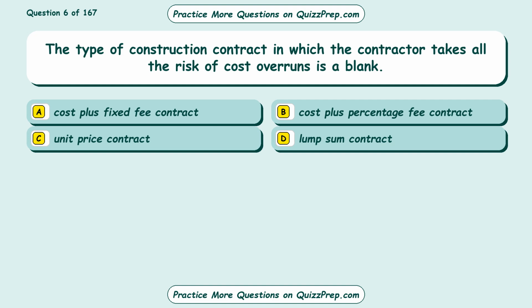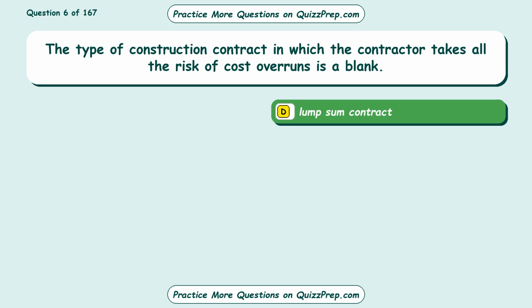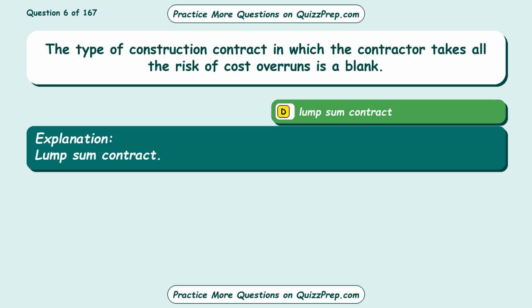Question 6. The type of construction contract in which the contractor takes all the risk of cost overruns is a blank. Option A. Cost plus fixed fee contract. Option B. Cost plus percentage fee contract. Option C. Unit price contract. Option D. Lump sum contract. The correct answer is option D. Lump sum contract.